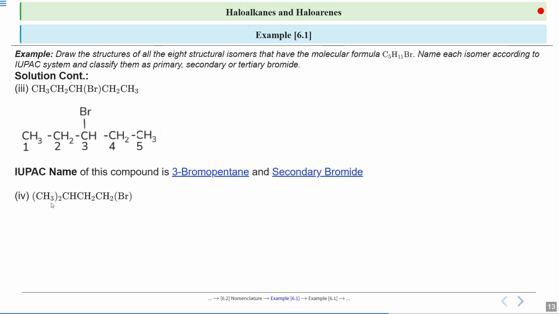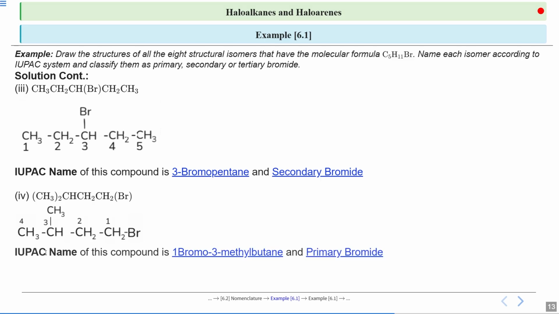Fourth isomer is (CH3)2CH, CH2, CH2, Br. If you draw the structure, it will be CH3, CH. At this carbon we have a methyl substituent group, then CH2, CH2, Br. We write the IUPAC name of this compound as 1-bromo-3-methylbutane, because at the third carbon we have methyl and at the first carbon bromine. It is a primary bromide because bromine is present at a primary carbon.